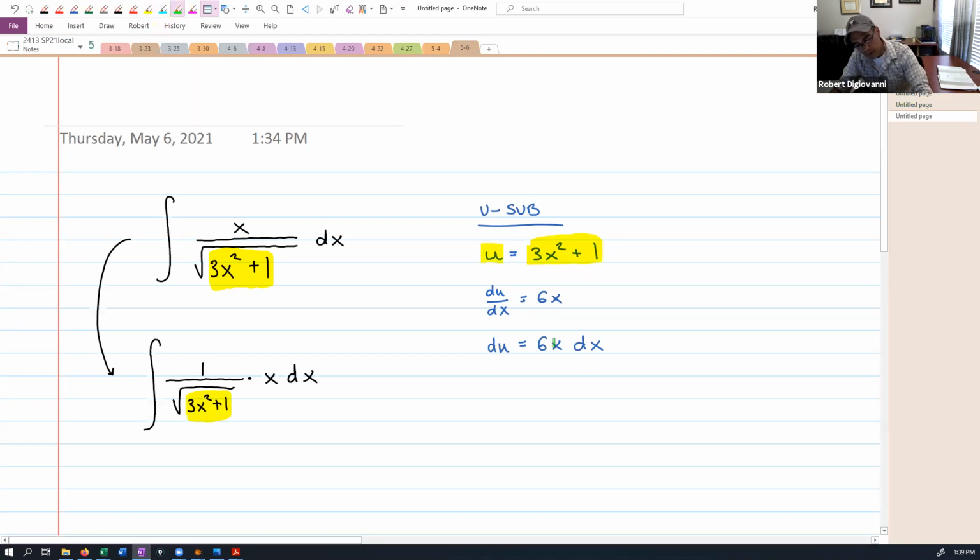And be careful here. x dx is what I have in green, right? That's x dx. But we don't have the 6, do we? So watch what I'm going to do. Real simple. I'm just going to divide both sides of this little equation by 6. See, this is an equation. I divided by 6, or I multiplied both sides by 1/6, and I got rid of the 6 on the right hand side. So now I have a new expression here for x dx.